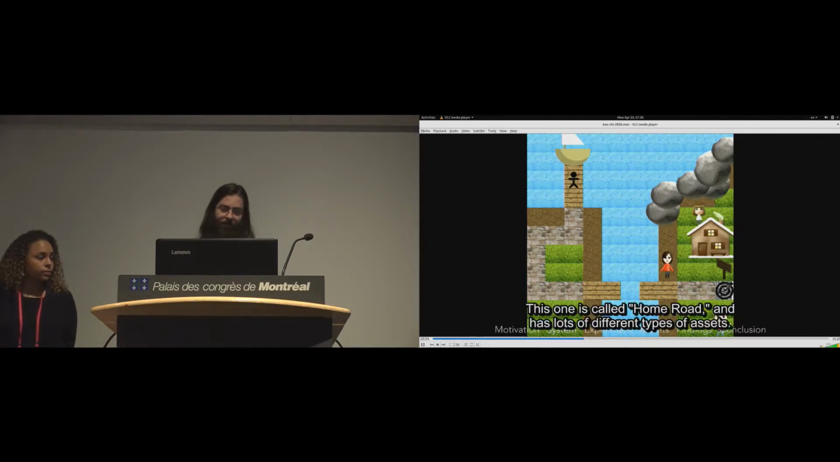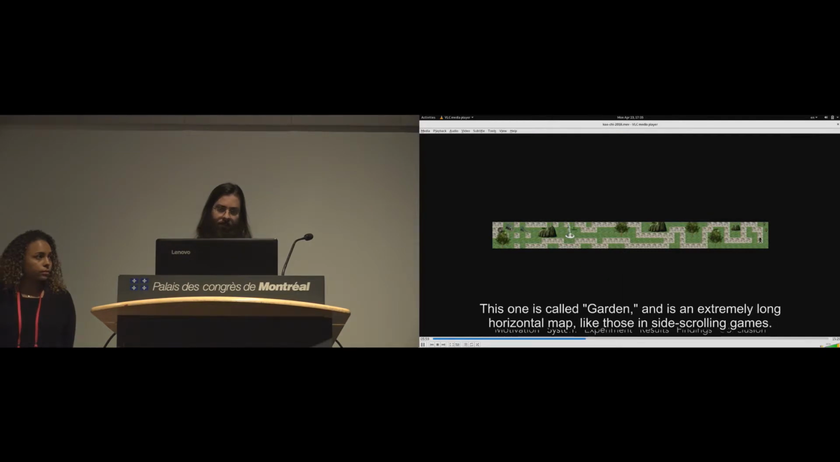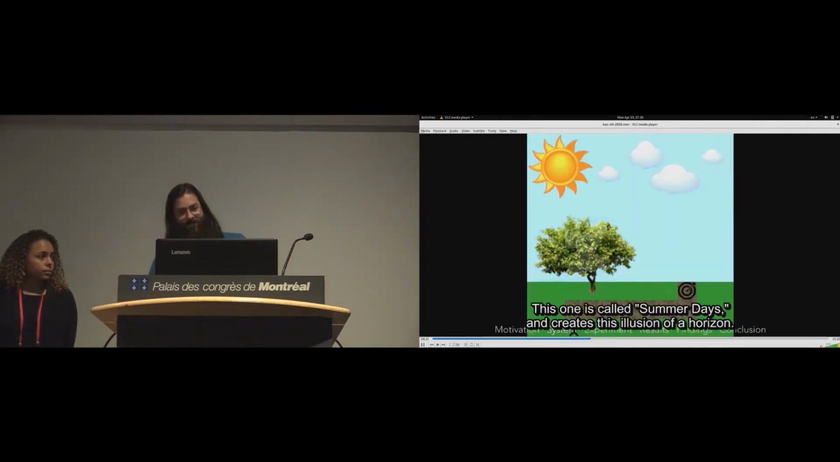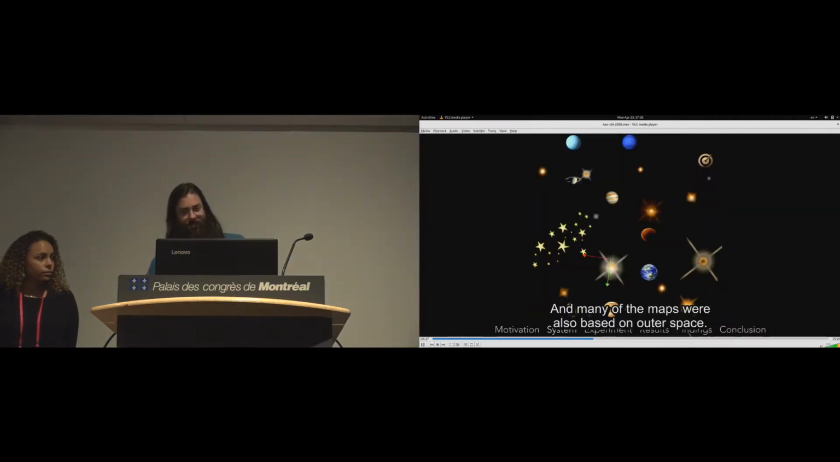This one is called Home Road and has lots of different types of assets. This one is called Garden and is an extremely long horizontal map like those in side-scrolling games. This one is called Picnic Time. This one is called Summer Days and creates this illusion of a horizon. And many of the maps are also based on outer space.